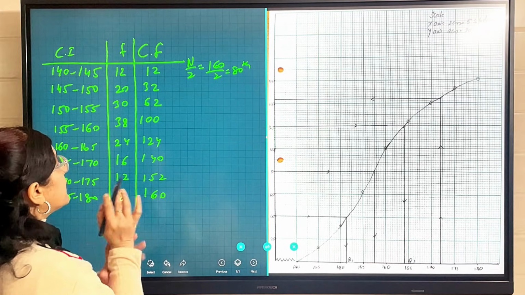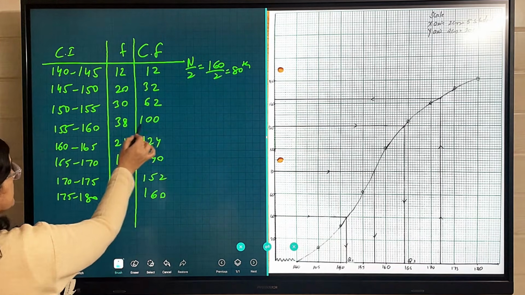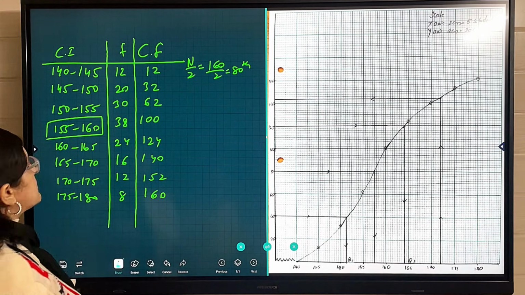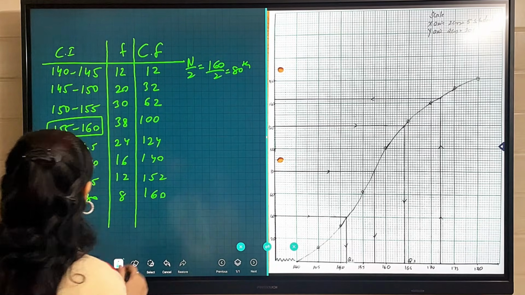So 80th term will lie approximately, I am not telling that this is a correct answer, but for the checking of your answer, you can check that if 80th term lies in this. So this is our median class. Our answer should lie in between this range only, 155 to 160. But we have to draw ogive first for that.